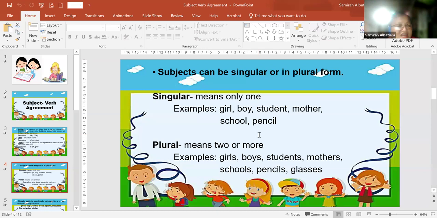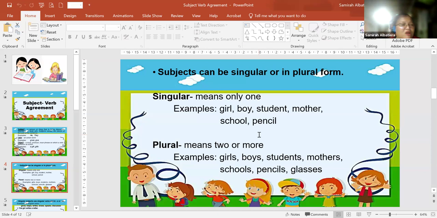What do you notice when we talk about plural subject? It's two or more. Very good. What else? Look at these examples.